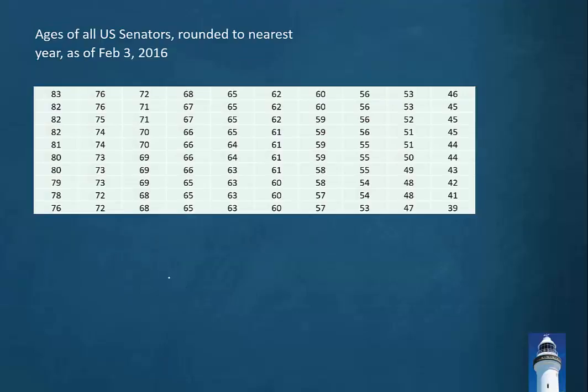Here we have the ages of all U.S. senators rounded to the nearest year as of February 3, 2016. So since we have all of the data values in a population here, we would then use mu when we calculate this mean. And since these data values are whole numbers, it would be appropriate to round this to one more decimal place, or the tenths place. So the average age would be 62.2 years.